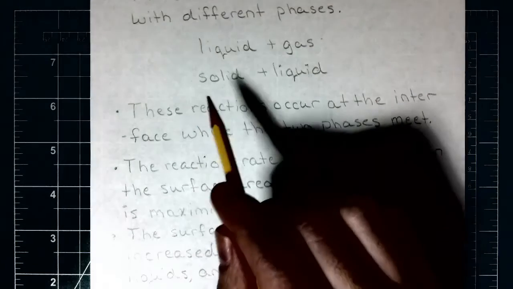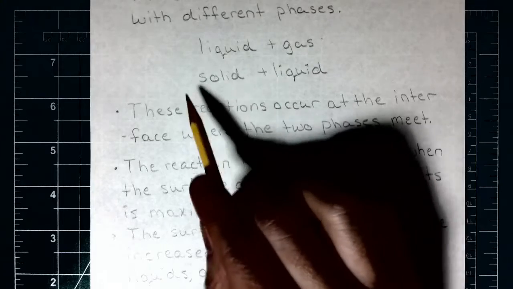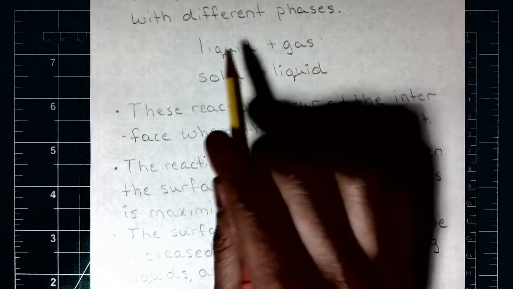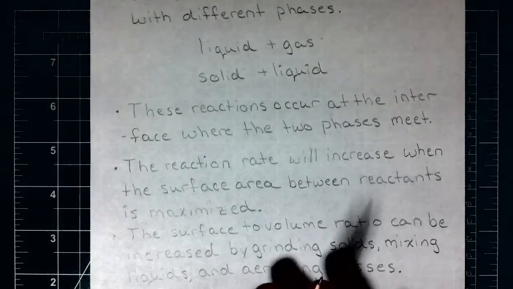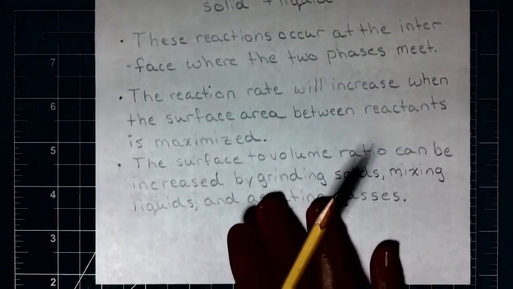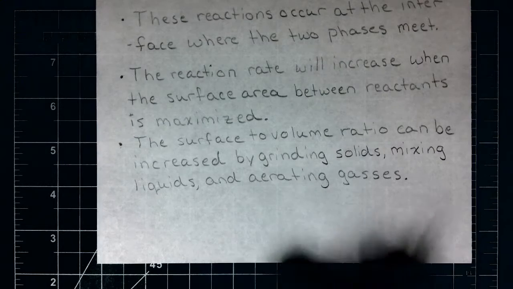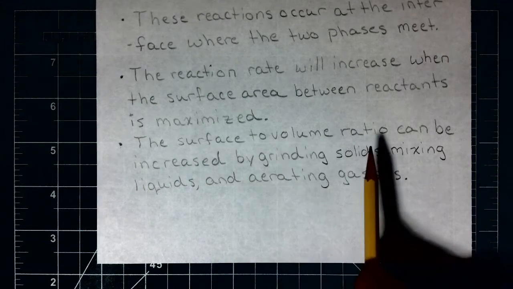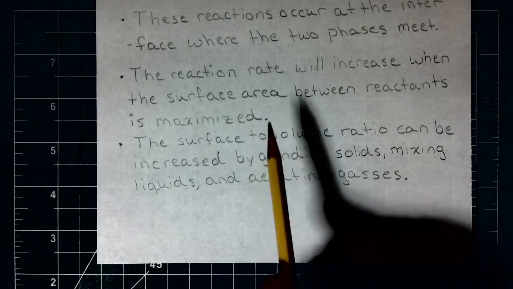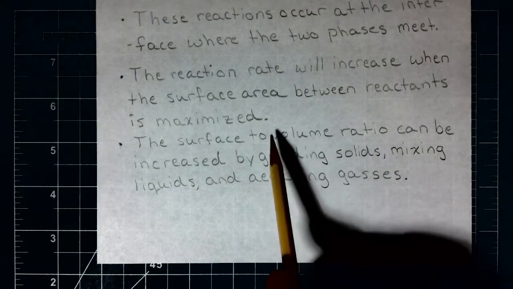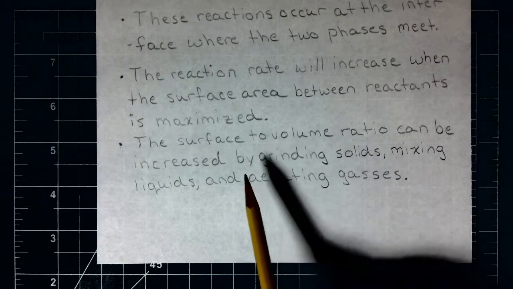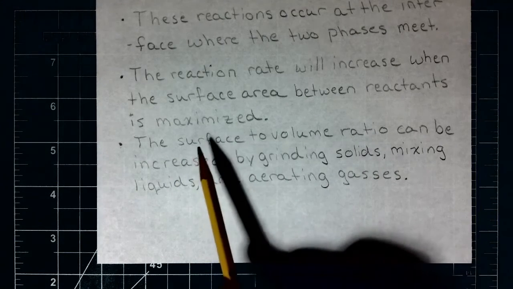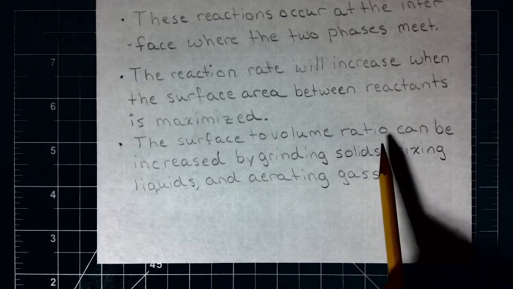So if I can expose more of the solid to the liquid, or if I can expose more of the gas to a liquid, then I'm going to be able to increase the reaction rate. The surface to volume ratio, which is what we're really talking about here, because we're going to have a fixed volume that we're going to be reacting, and we want to give it the highest surface area. So we want to increase the surface to volume ratio.